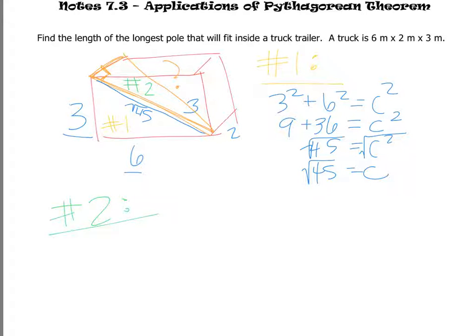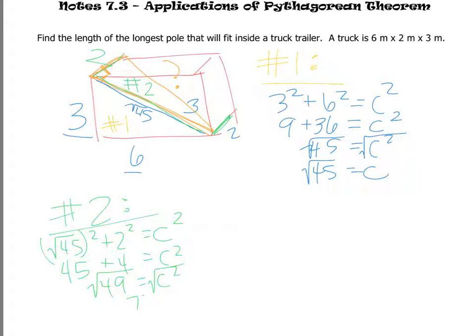All right, so now let's look at triangle number 2. This side length is the square root of 45, and we're going to square that. This side length is just like the one down here, so it's 2, so plus 2 squared equals our unknown side. That unknown side, remember, is the length of the pole. When we square a square root, it just becomes 45 plus 4 equals C squared. So 49 equals C squared. We square root both sides, and 7 equals C.